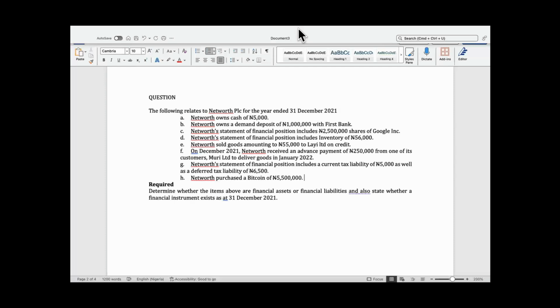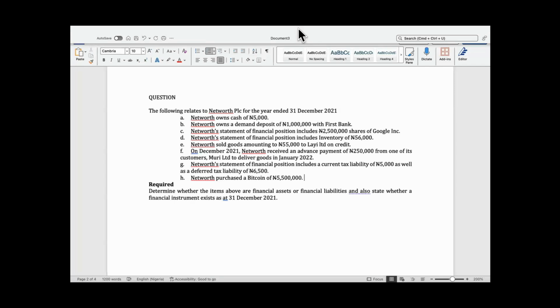Now, purchase a Bitcoin of 5.5. Now, no contractual agreement, sir. It's like I go outside and buy bread. I buy bread, I come back inside. So I don't have an agreement with the seller of the bread, sir. So no contractual agreement, sir. So no obligation, sir. It is not a financial instrument, sir.